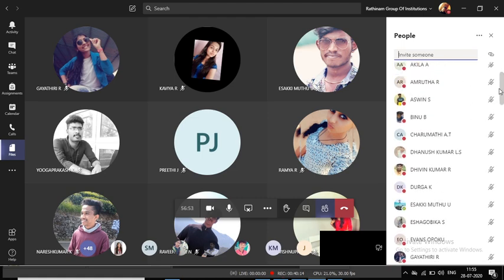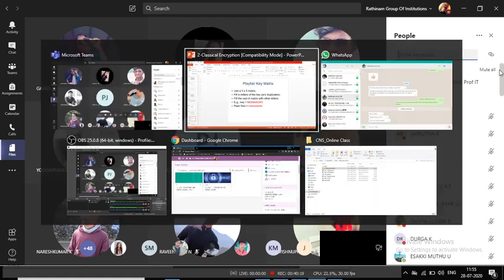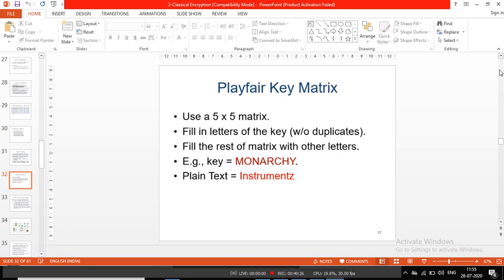Okay, so all of you just draw a 5 cross 5 matrix like this. You just draw all of it: 5 rows and 5 columns. Okay, finished? Yes, sir. Okay.